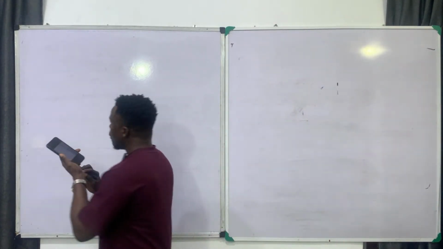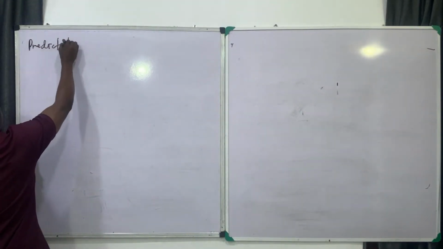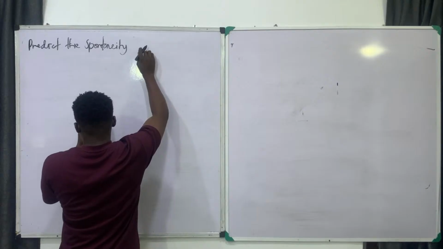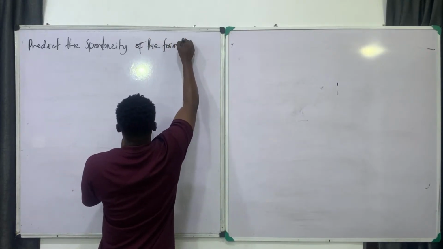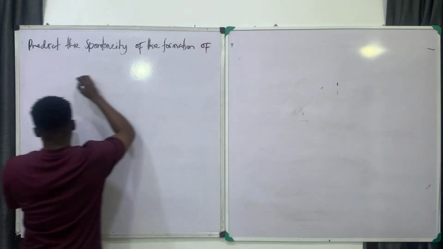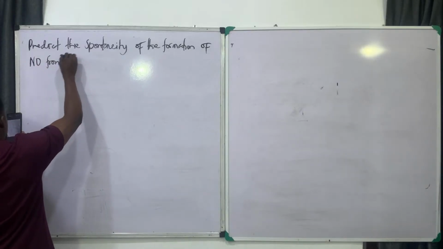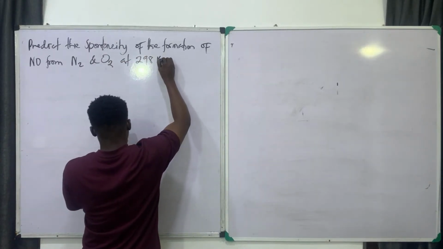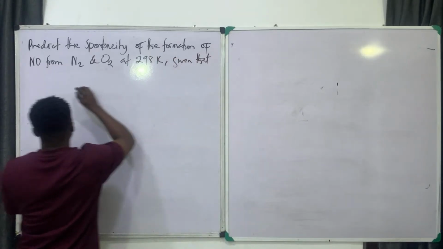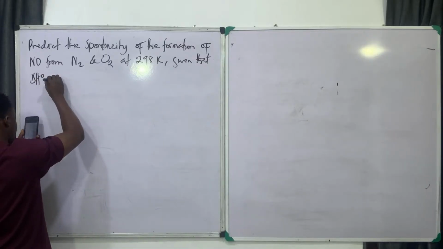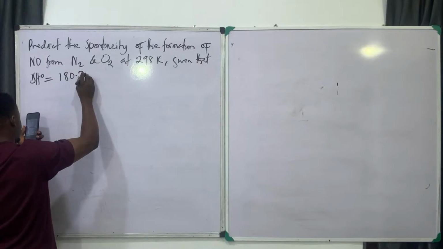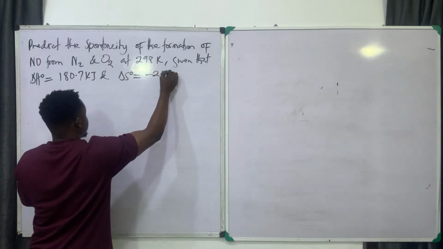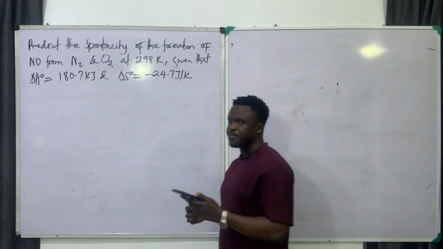So question number 9 says, predict the spontaneity of the formation of NO from N2 and O2 at 298 Kelvin. Given that... Now this particular question is under thermodynamics.